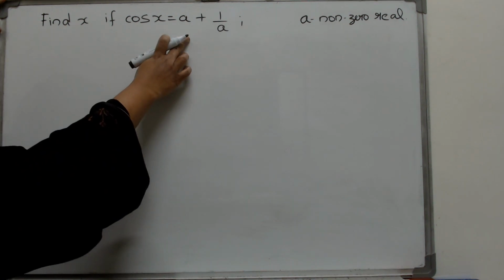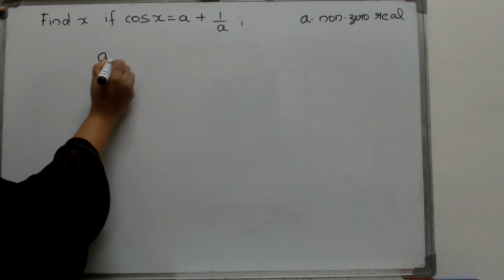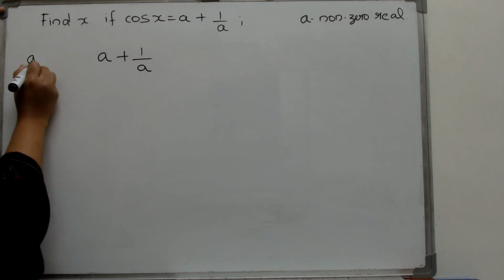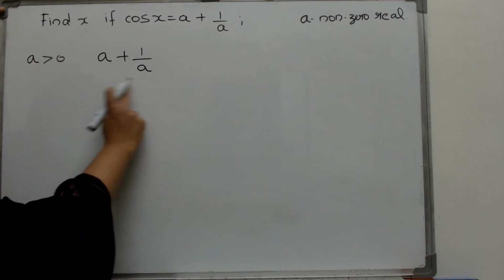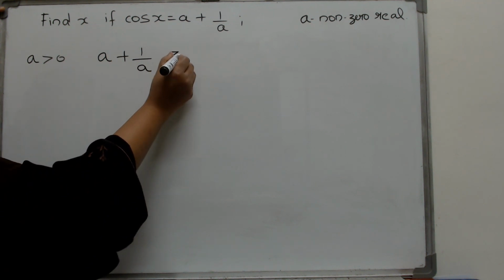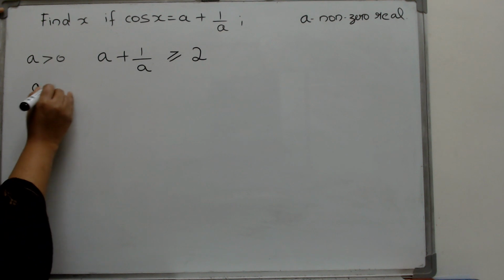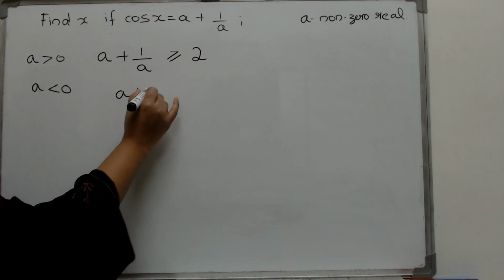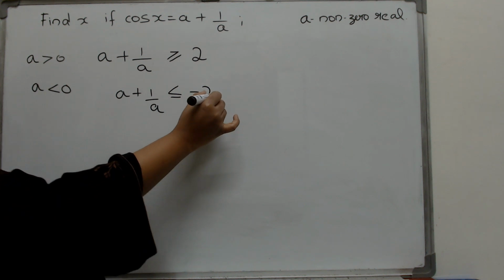Now look at this RHS. It is a very interesting one. It is the sum of a number and its reciprocal. Now, if this number is positive, then you will see that all such numbers will have a lower limit of 2. At the same time, if this a is less than 0, or in other words, if it is negative, then you will see that their sum has an upper limit of minus 2.